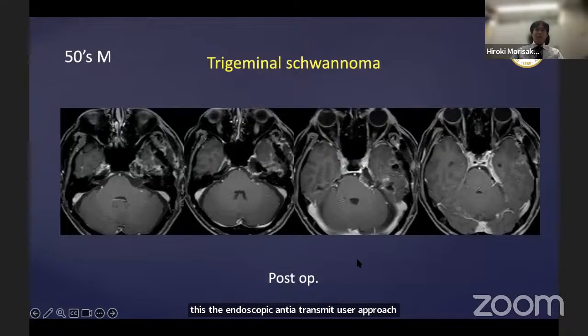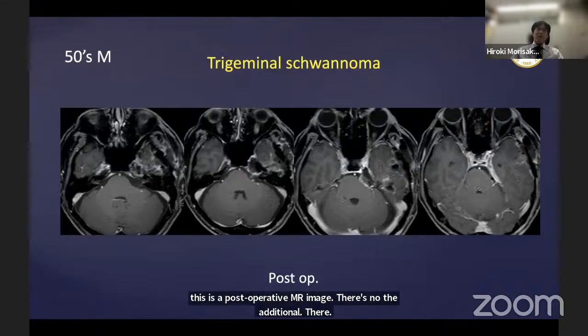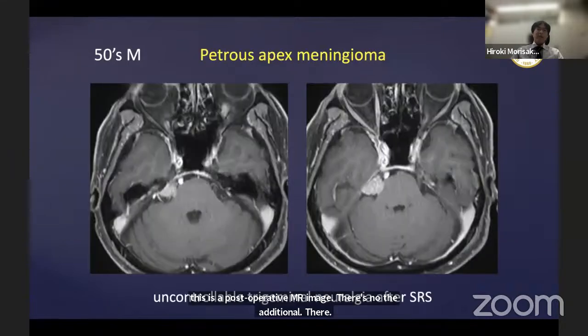So this is a post-operative MR image. There is no additional neurological deficit. So the next case is a petrous apex small meningioma.